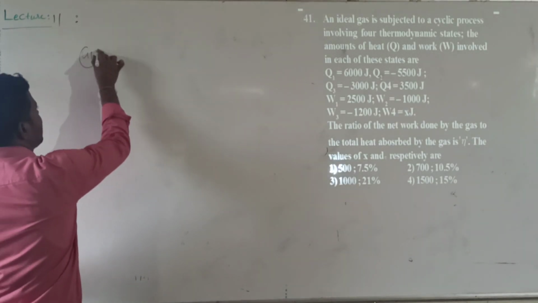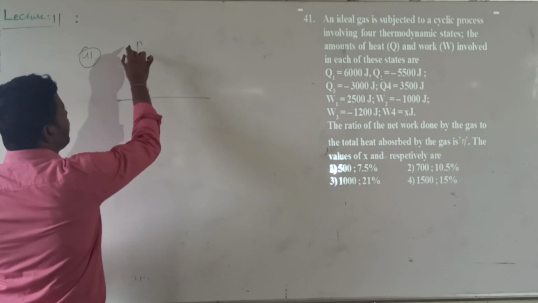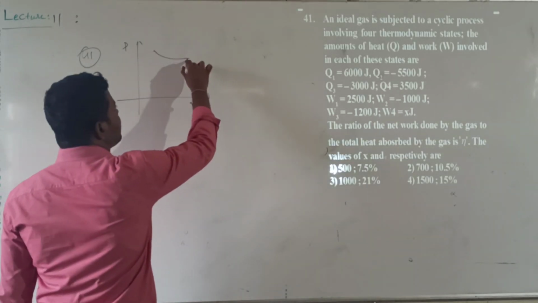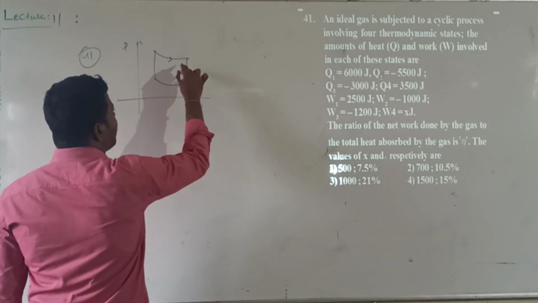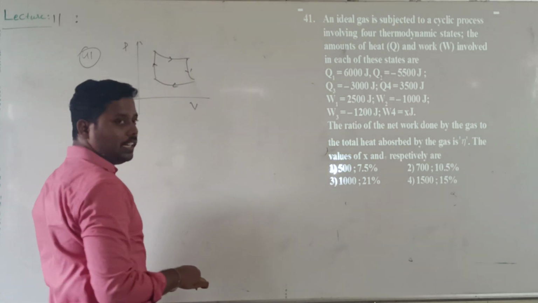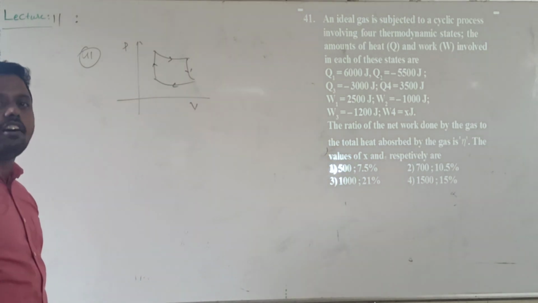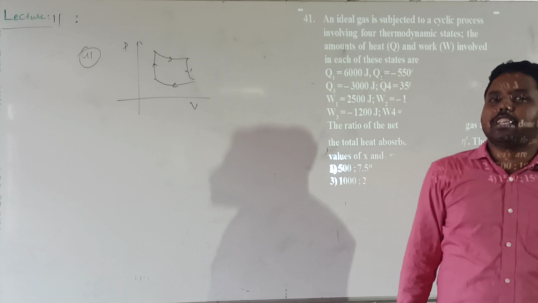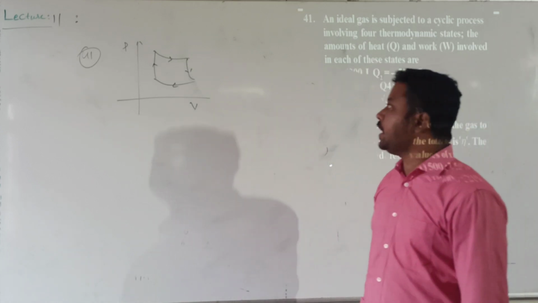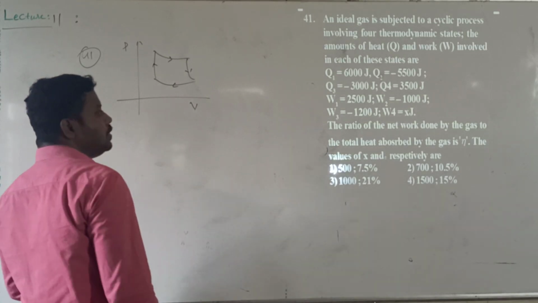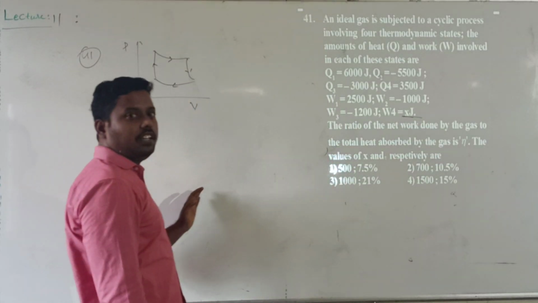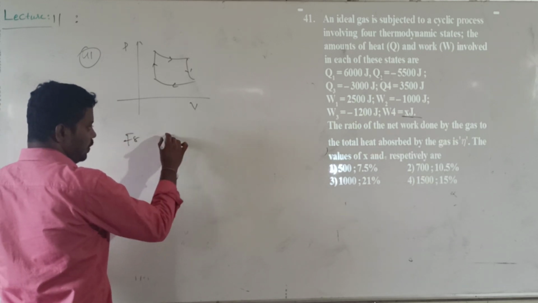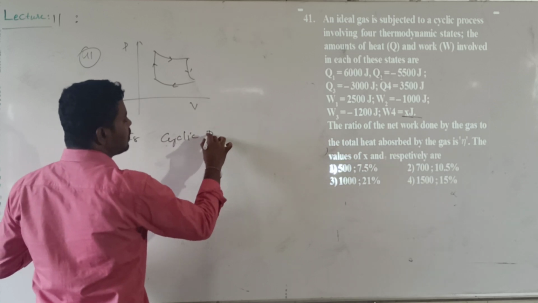This is one cyclic process. Which cycle is not mentioned, so suppose this is one cycle, not exactly this cycle. There are 4 steps involved, like in the Carnot cycle: isothermal expansion, adiabatic expansion, isothermal compression, and adiabatic compression. Now they are asking us to calculate the x value and the efficiency value. To calculate the x value, this is for a cyclic process.